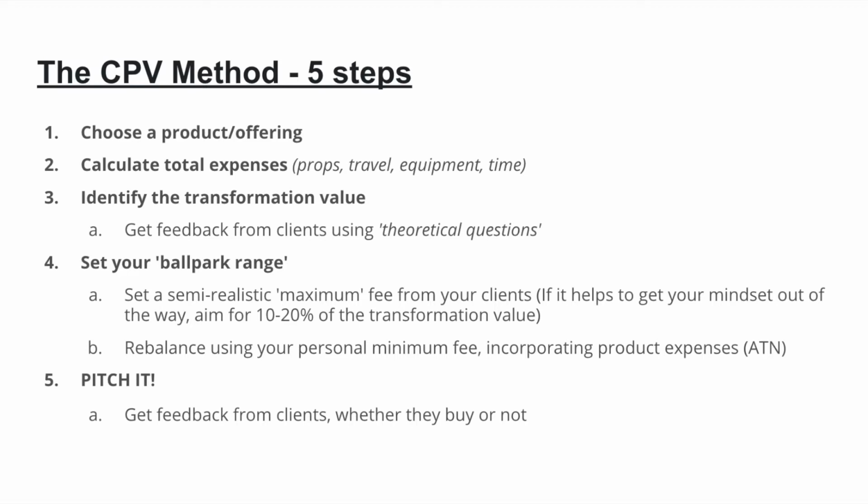And again, you can use that and balance that out through the annual Thrive number process by setting your ballpark range. Okay, so set that semi-realistic maximum fee. And again, if it helps get your mindset out of the way, aim for 10 to 20% of that dream transformation value that they gave you in their theoretical questions, if that fits. And again, rebalance that using your personal minimum fee, incorporating your product expenses. So actually go through and take the number from point 2, how much it costs a month to actually run your entertainment business, and make sure that is reflected in your quotes, in your fee overall.